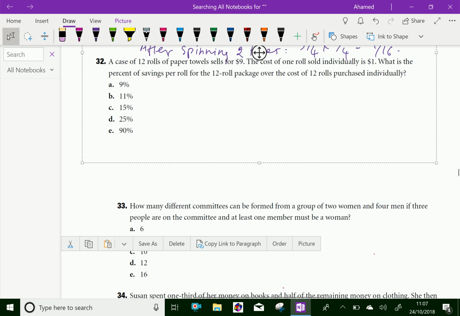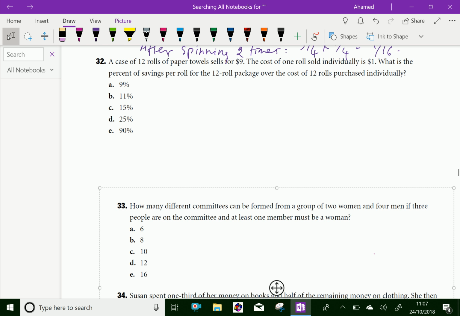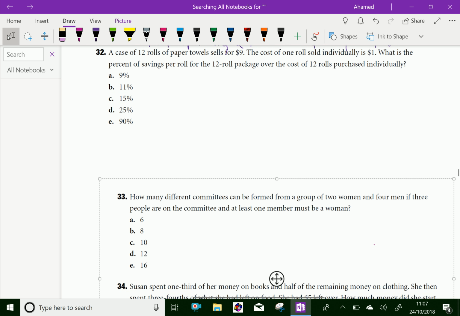Next question. A case of 12 rolls of paper towels sells for $9. The cost of one roll sold individually is $1. What is the percent of saving per roll for the 12 roll package over the cost of 12 rolls purchased individually?